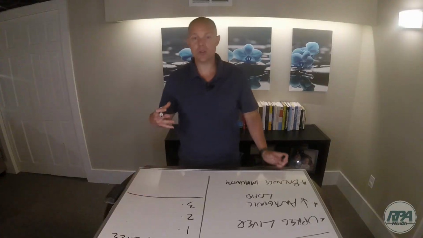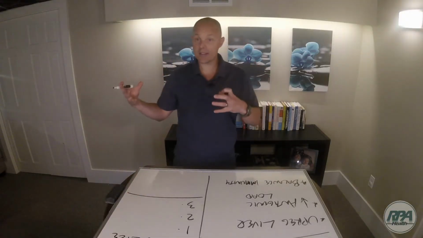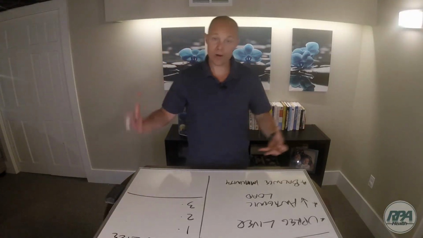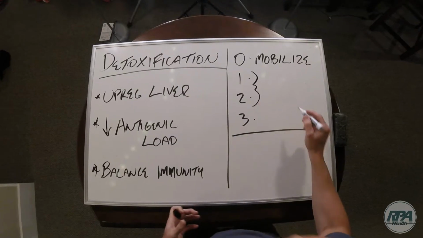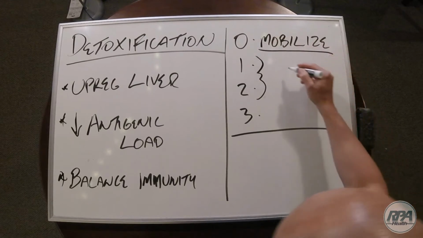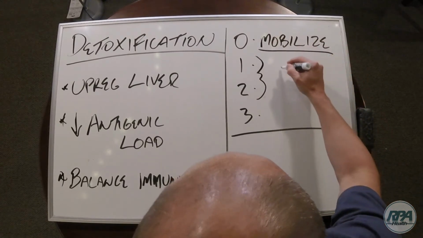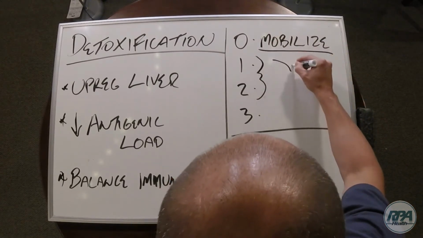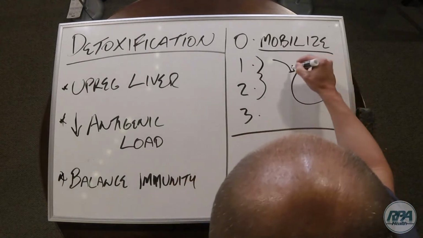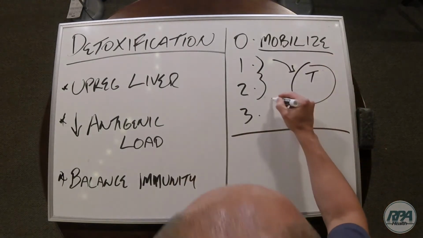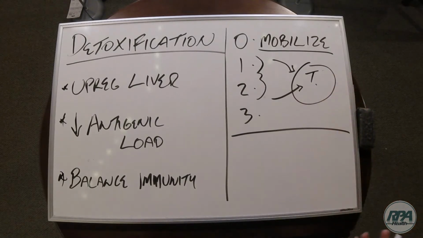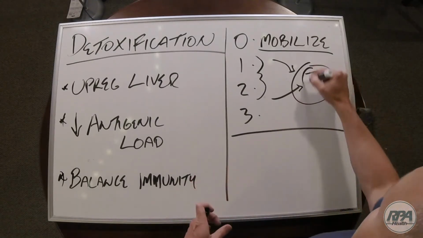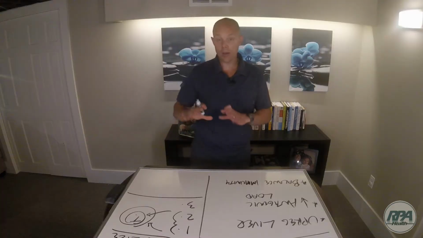So we have to break down the toxin, rattle it out of where it's at, and get it into a cell. So we have to mobilize the toxin, then get it into a cell. We're going to invite the toxin into the cell right here. And then we're going to put a name tag on it. We're going to attach it to something so we can label it a toxin. So that's in the cell. Now, I'm going to pause right there.